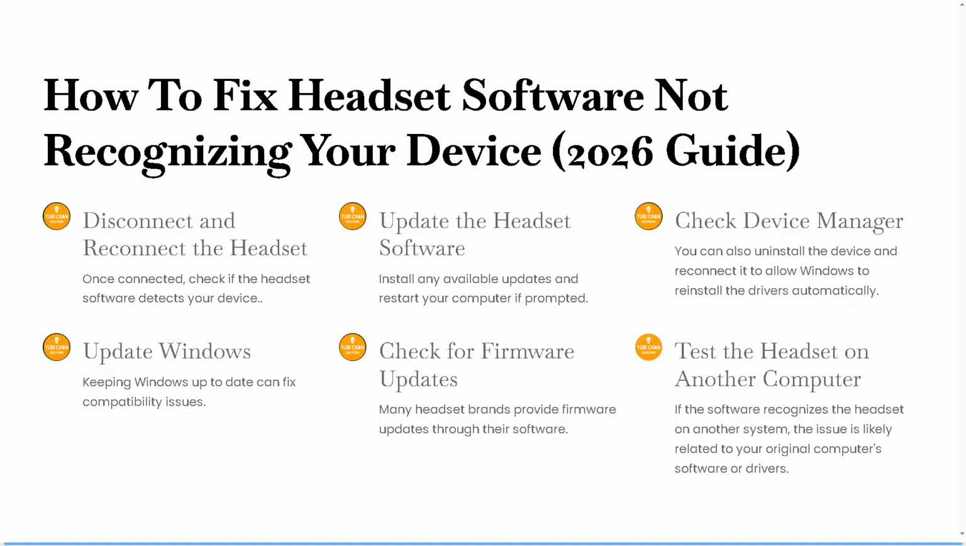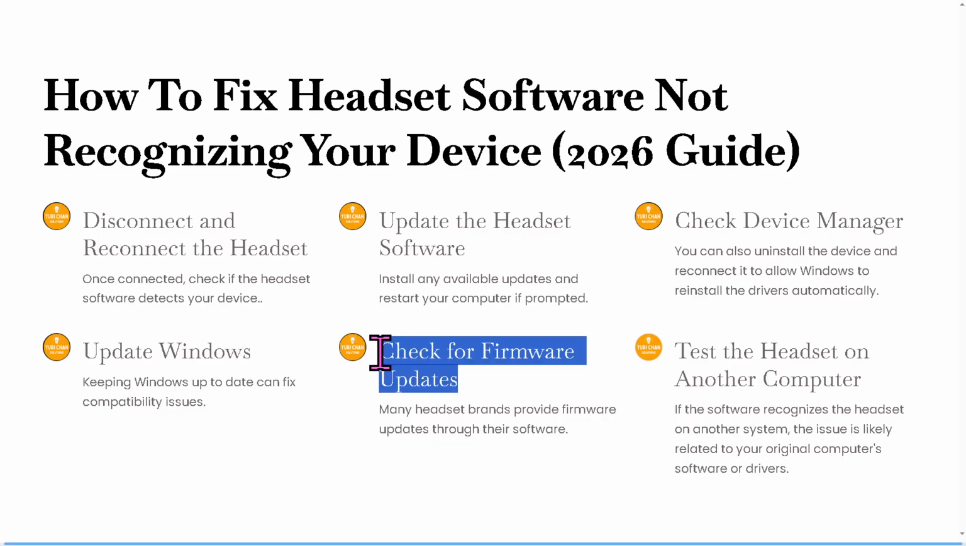And then, it's also important to understand that you need to check for firmware updates. Many headset brands provide firmware updates through their software. If your headset appears intermittently or has connection issues, install any available firmware updates to improve compatibility and performance.